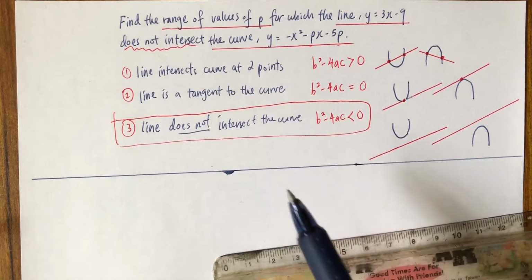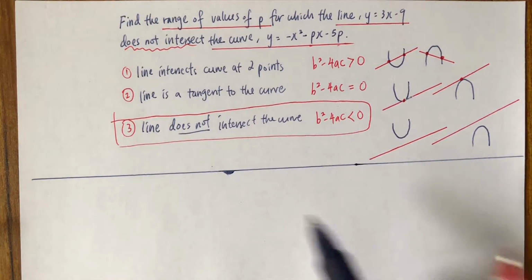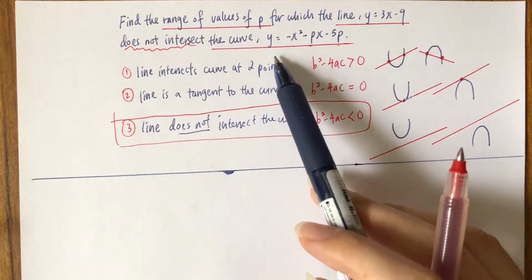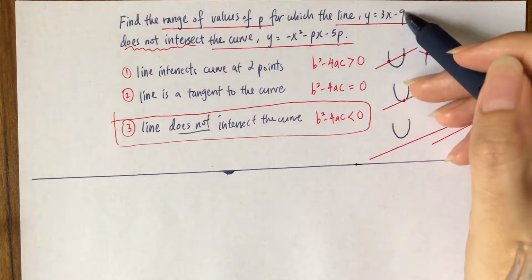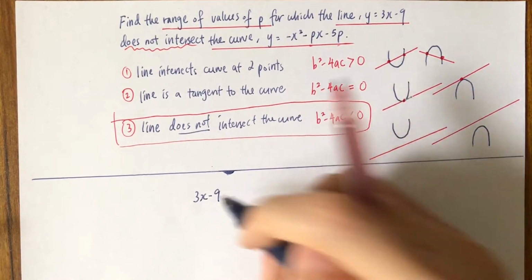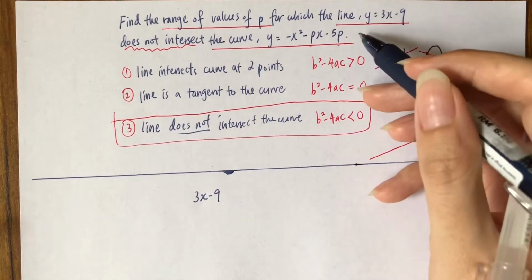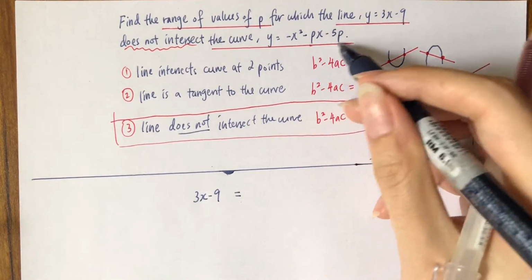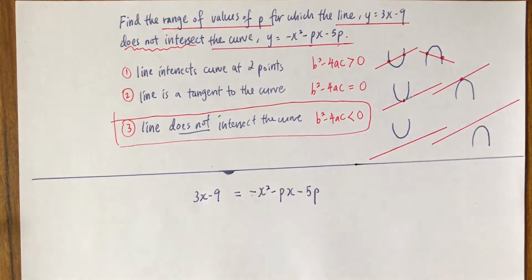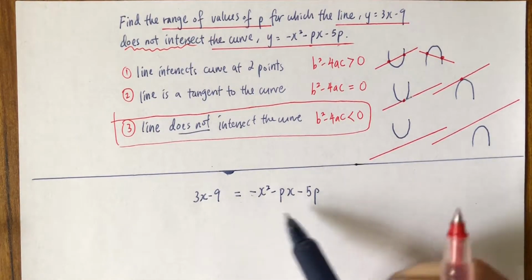So with this clue, how should we start first? Firstly, it is a standard procedure that we equate the equation of the line with the equation of the curve. Just put the first expression on the left hand side. Previously, y equals 3x minus 9 is the equation of the line. We equate this with negative x squared minus px minus 5p. So just equate the two equations and put them side by side.